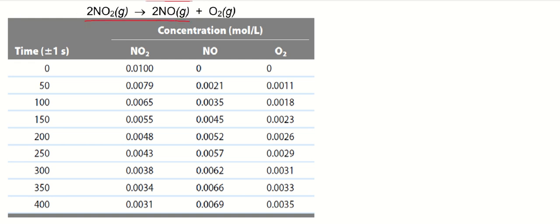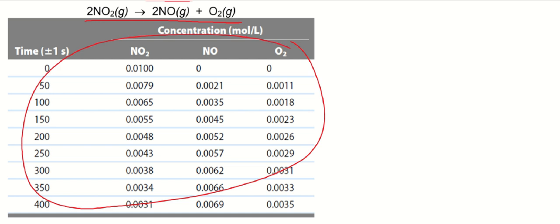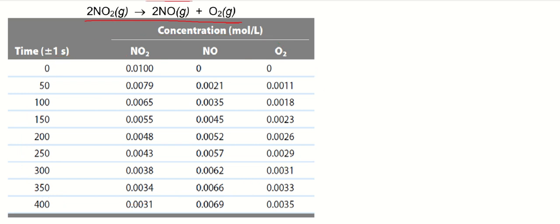It is the decomposition of nitrogen dioxide, which is a source of air pollution, and we're given this data, time versus the concentrations of these reactants and products, right? Time versus concentrations of these products and reactants, and see if you can come up with some sort of interpretation or analysis.